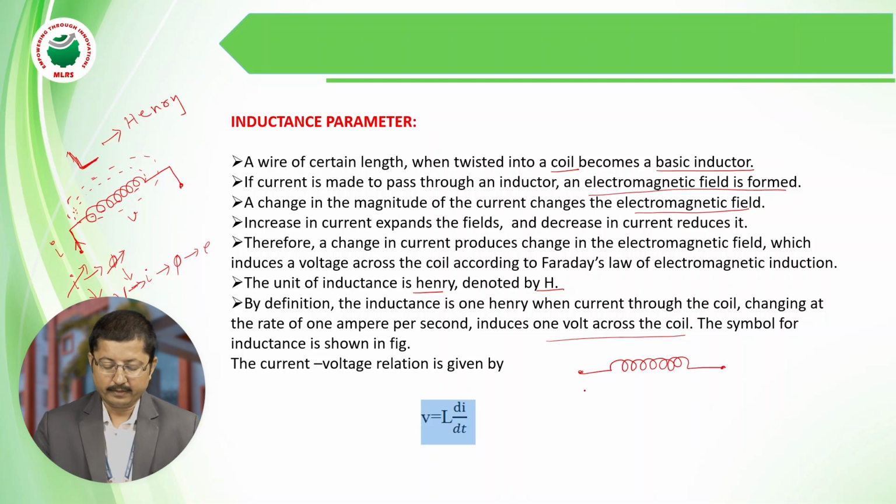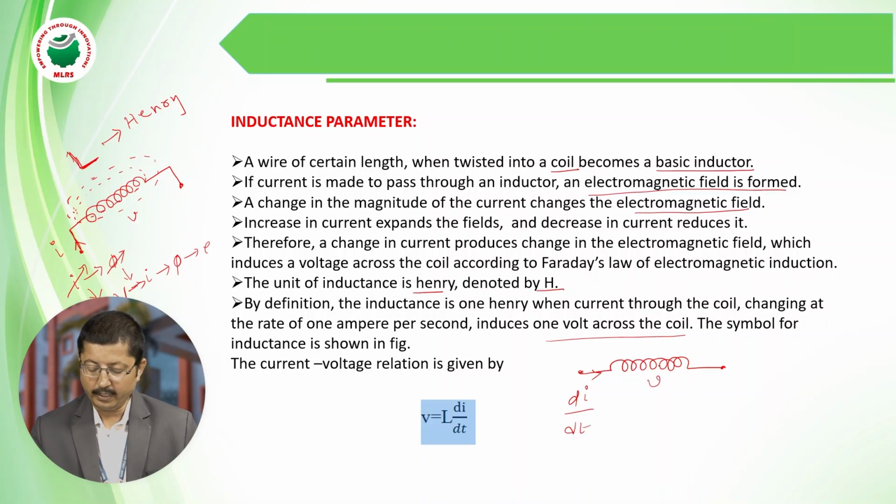So what is the definition of inductance here? Inductance is 1 Henry when the current passed through a coil changes at a rate of 1 ampere per second and induces a voltage across the coil. That is nothing but the inductance of a coil. It is given as L, and the unit for this is the Henry.